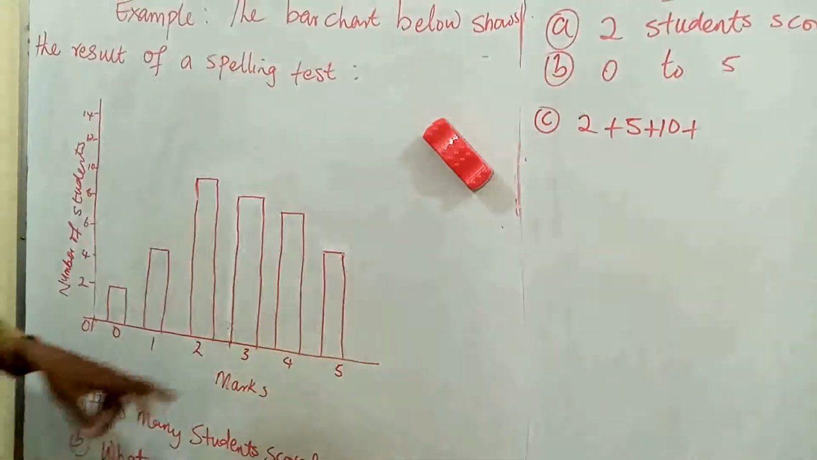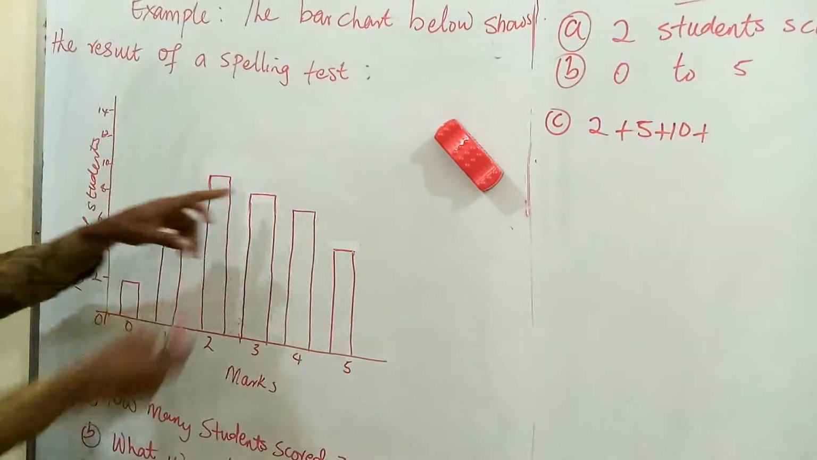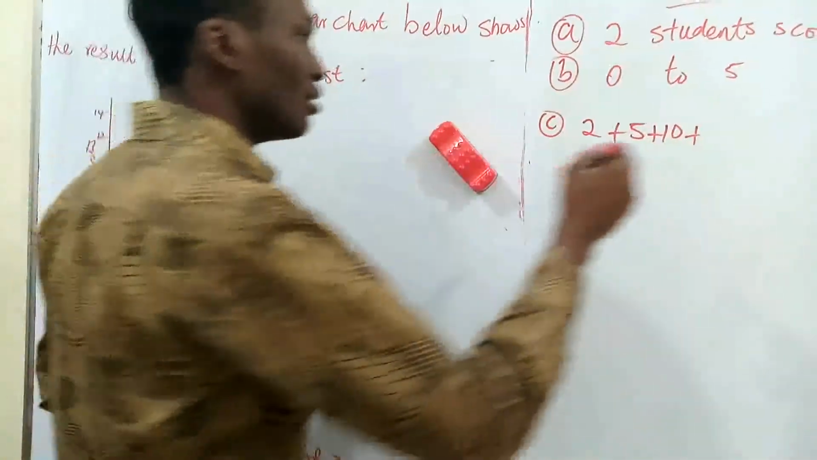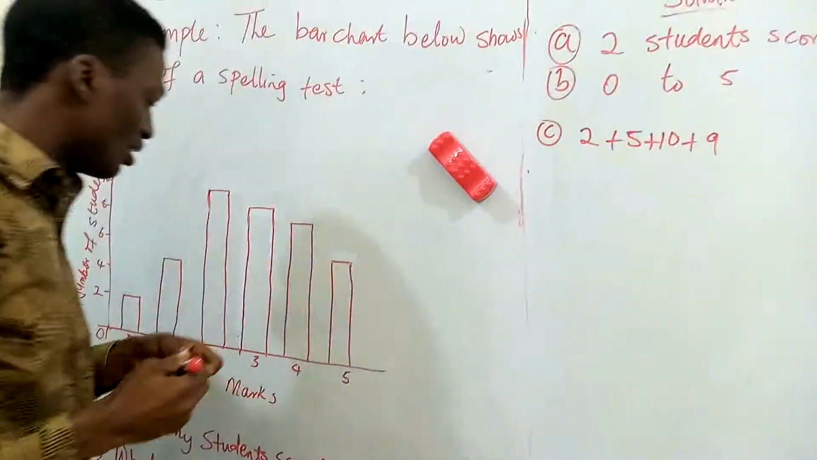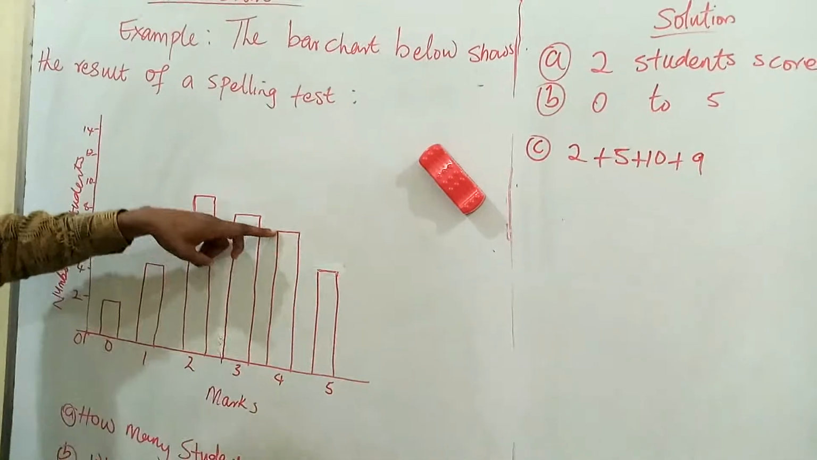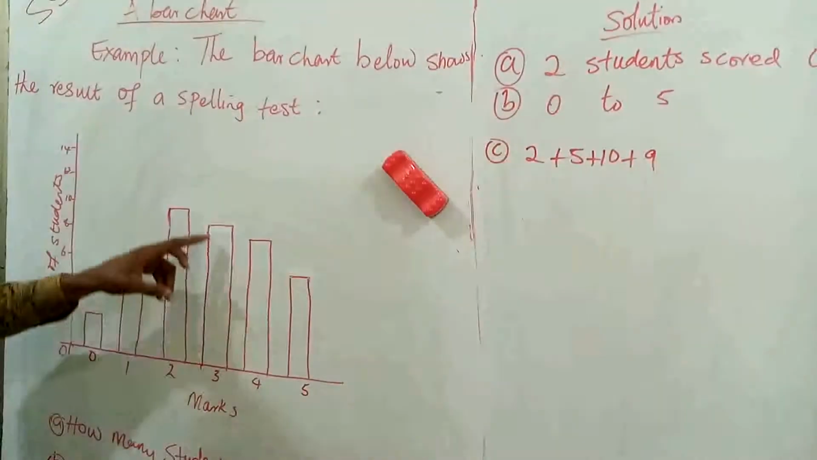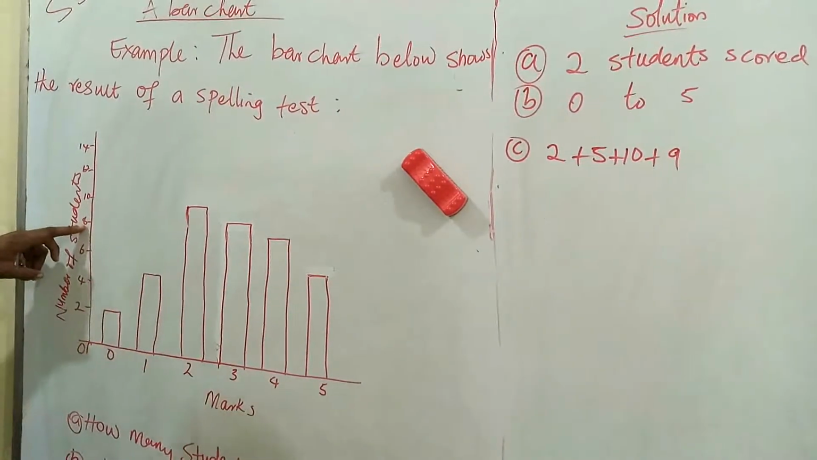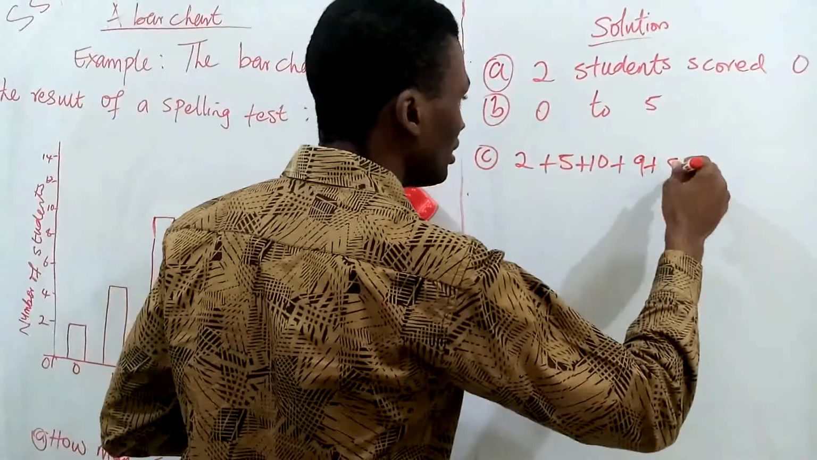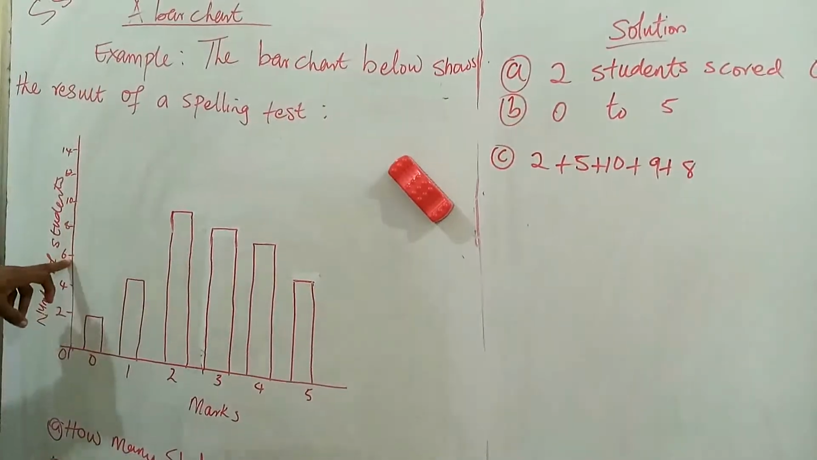Then the number of students that had 3. You can see the length of this bar is in between 8 and 10, so we have this to be 9. Then the number of students that had 4. For 3 we say it's 9, therefore 4 corresponds to 8 students. So you have plus 8. Then 5 corresponds to 6 students.